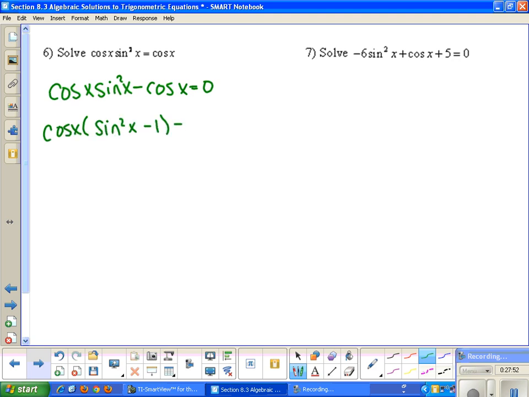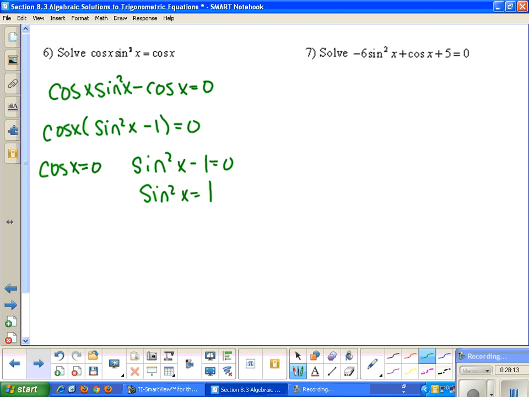And the reason I did that is because I got my sine by itself and cosine by itself. So the next step would be to do cosine x equals zero and sine squared x minus 1 equals 0. So sine squared x equals 1. Both of these are on my unit circle, so I can find the exact value.